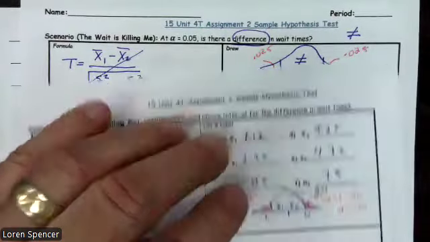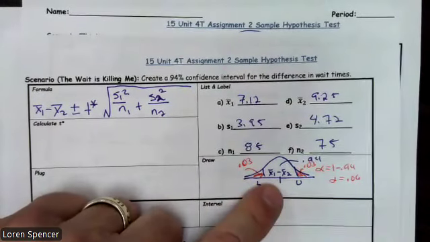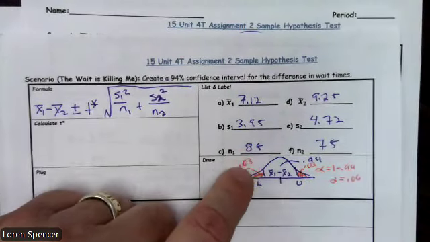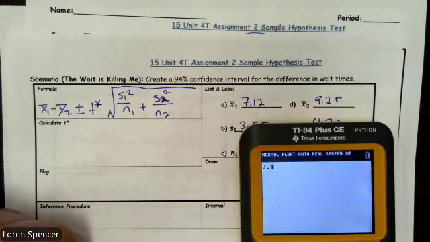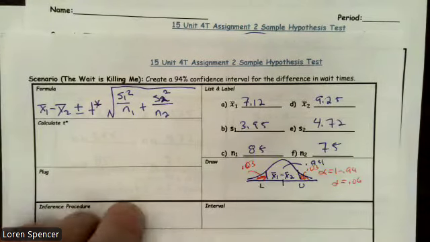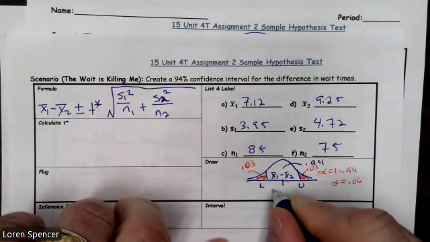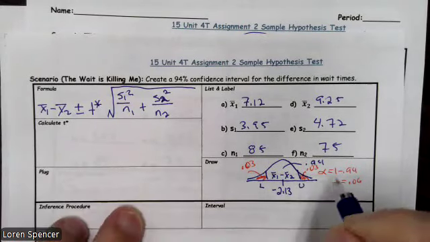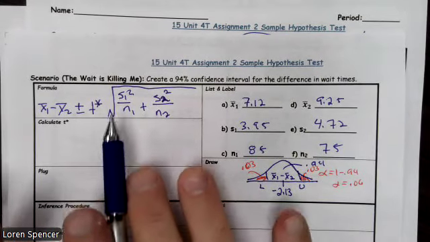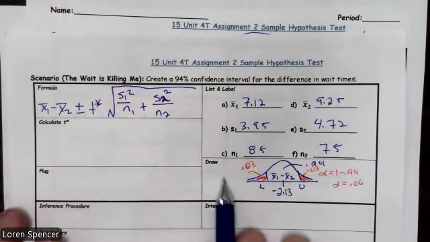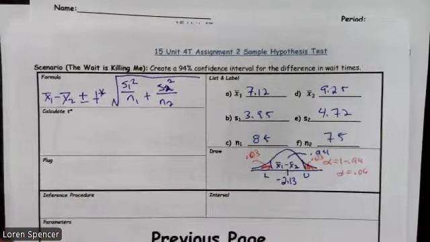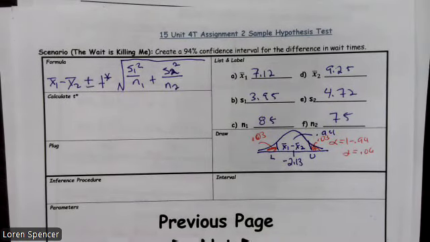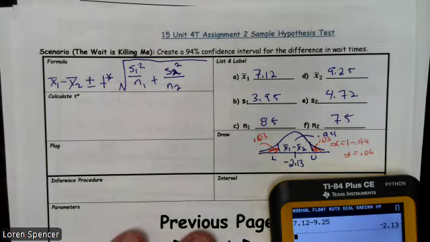Here, we're not centered on that. We're centered on the difference in the means. So we need to subtract those real quickly. 7.12 minus 9.25, so we're centered on negative 2.13. That's the difference between the two means. And we're going to go ahead and run the test because we can't calculate t star yet, since we don't know the degrees of freedom. There's a very fancy formula for figuring that out, but we don't need to know it for AP Statistics.